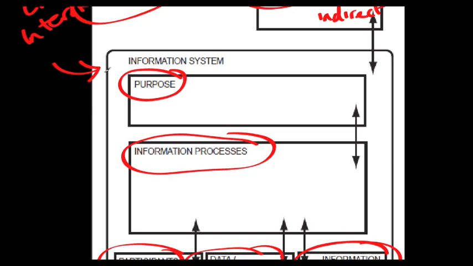The boundary surrounds the information system. It's this line here. Anything that's inside of the boundary is part of the system. Anything that is outside of the boundary is not part of the system.